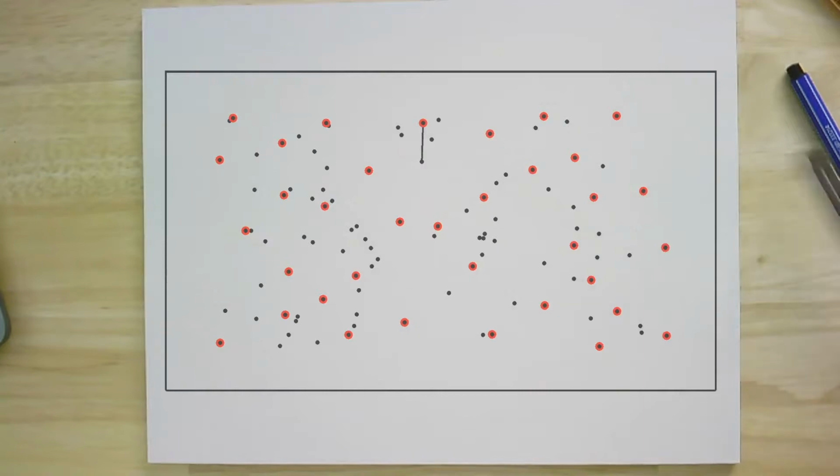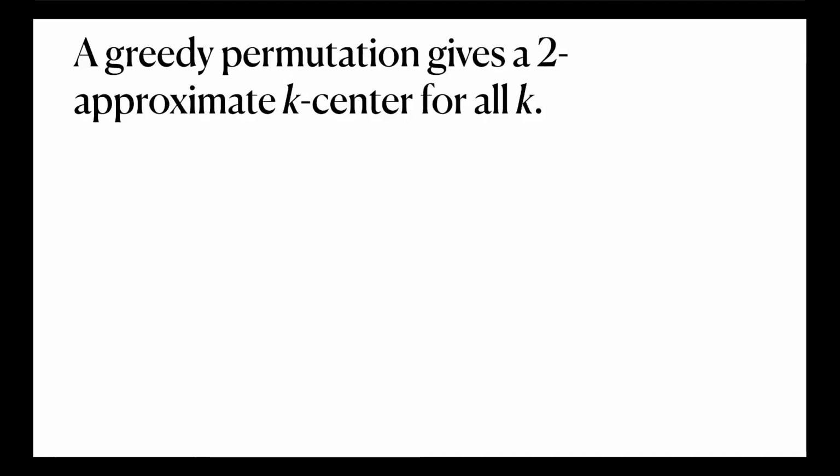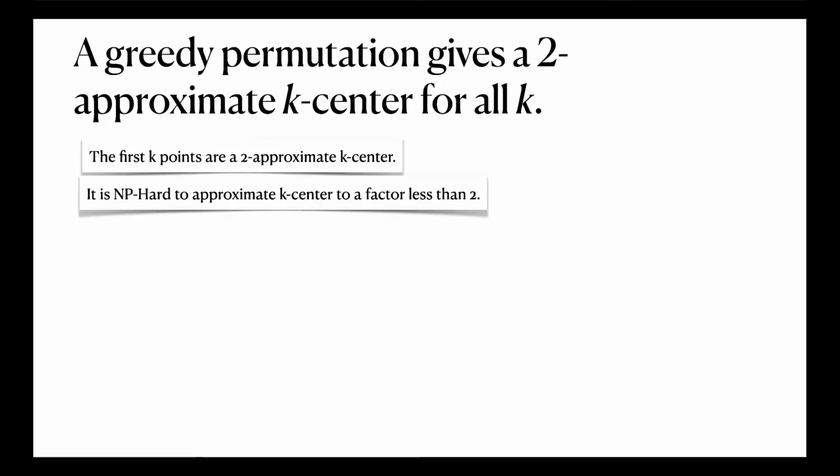And that's why greedy permutations show up in so many different settings. Now, one nice thing about the greedy permutation is that it gives an approximate k-center for all k. Remember that in the k-center problem, you want to find the k points that minimize that Hausdorff distance. The first k points are exactly a 2 approximation for any k that you choose. You just take any greedy permutation, you take the first k points, and that's a 2 approximation. But you can't do better than that. It's NP-hard to approximate k-center to a factor that's less than 2.